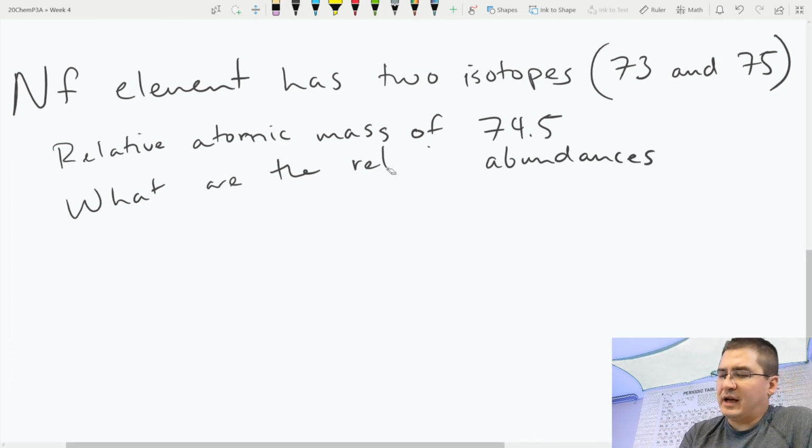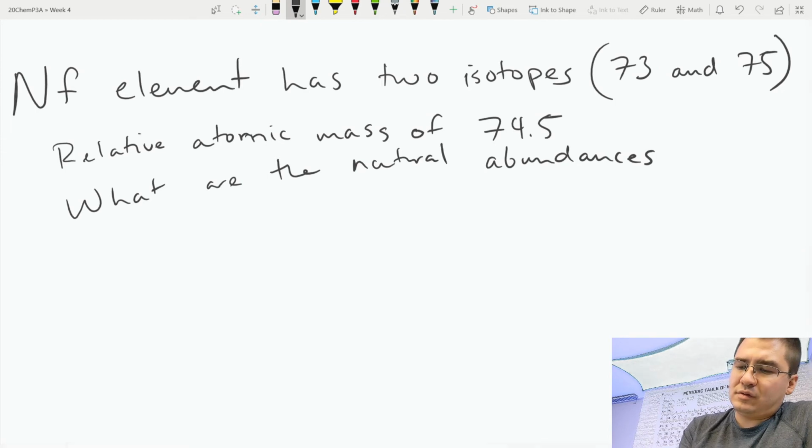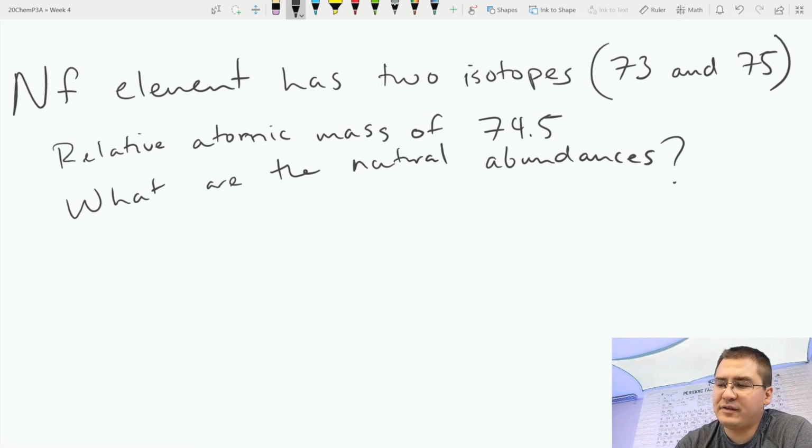Or the natural abundances, I mean. Okay, so I want to know what percent of all this element are 73 and what percent are 75. We can solve this with a little algebra. We can do it with a couple methods. We'll probably end up guessing and checking or solving it with a system of equations.